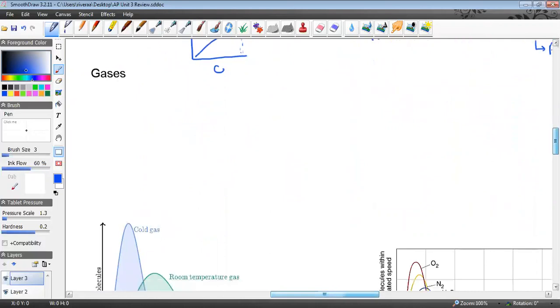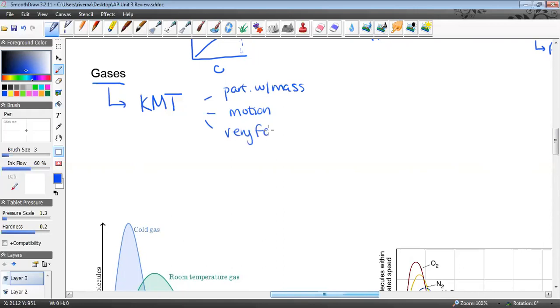Okay, so gases. Gas behavior is governed by something that we call kinetic molecular theory. And kinetic molecular theory just basically says that gases are made up of particles that have mass. Particles with mass. Those particles are in motion. Kinetic, right? In motion. And we are going to assume that under ideal conditions, they have very few attractions and repulsions between those particles. In other words, gases are things with weak IMFs.